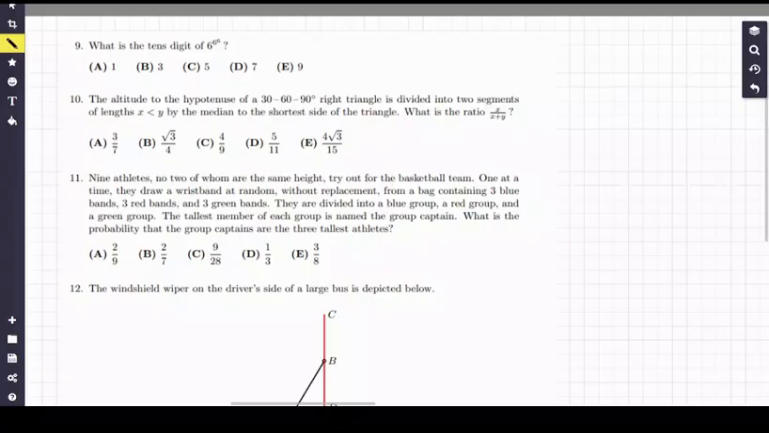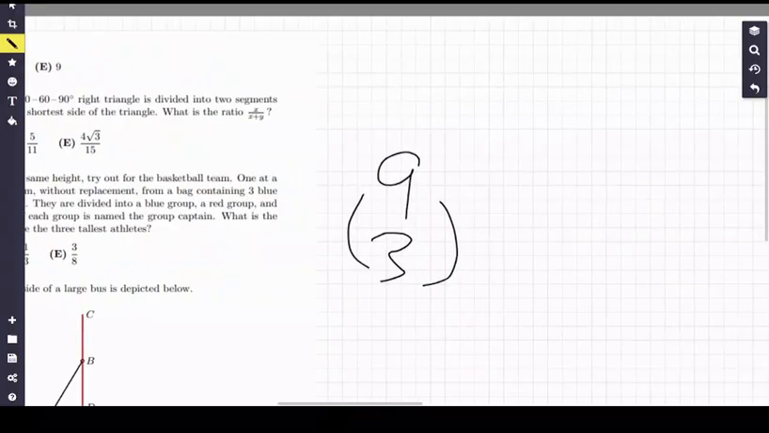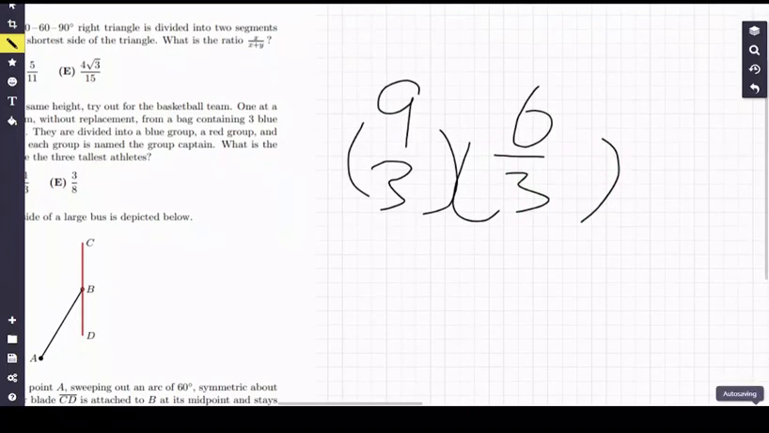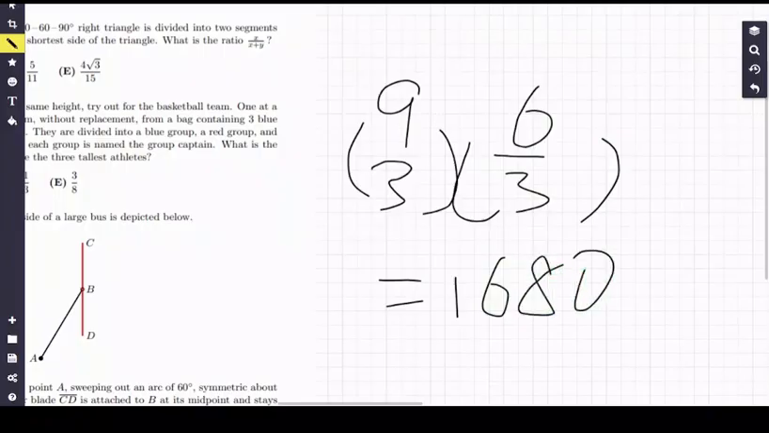So this is a combinations problem, I like this. The total number of ways to assign colors is 9 choose 3, 6 choose 3. Calculate it, I got 1680. I do plan on teaching combinations, but not for now.